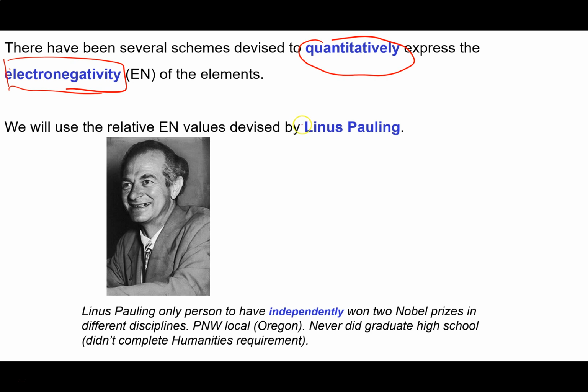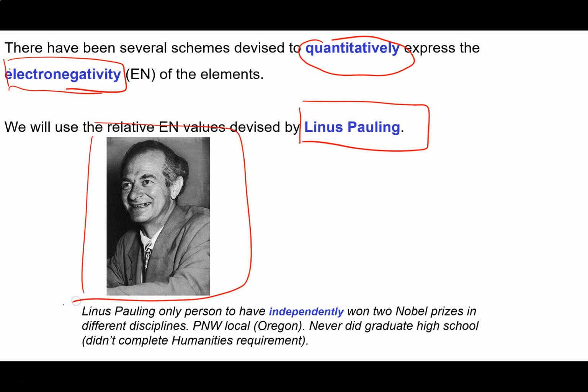Perhaps the most famous and widely used electronegativity scale is that developed by Linus Pauling. Linus Pauling is a very famous American chemist. He actually comes from the Pacific Northwest, from Oregon. He won 2 Nobel Prizes in 2 different disciplines independently. So he did it all by himself. Often the Nobel Prize is awarded to a group of people. And he's kind of an interesting guy.